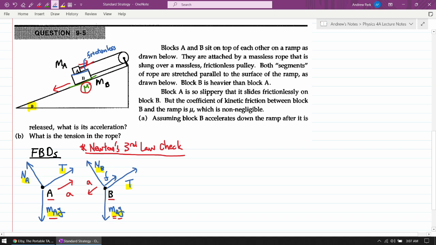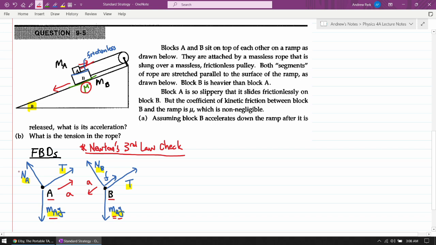Now we have these forces, the normal force on block B and the friction force. So again, you have to think about where the force comes from. It comes from this surface of contact. So it's the ramp that's exerting those contact forces, the normal force and the friction force. And since we are not considering the ramp to be part of our system, they are both external forces.